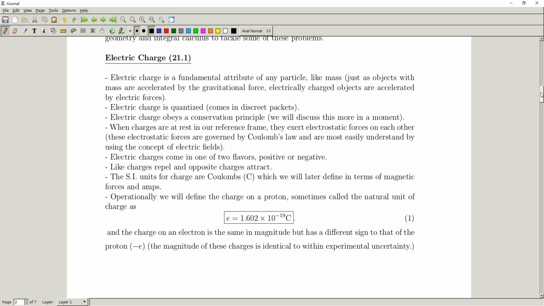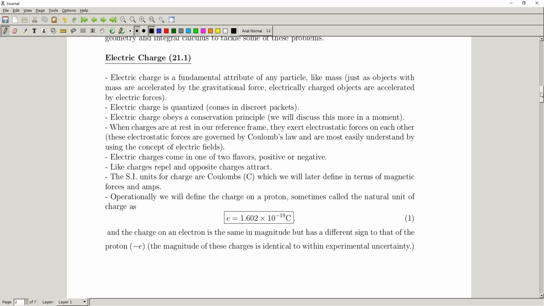Okay, so the first thing to keep in mind is that electric charge is a fundamental attribute of any particle. It's just like mass in a sense, right? Every particle has some mass. Every particle will have charge. Either it'll be positively charged, negatively charged, or it'll have a net neutral charge, right? And so this is something we want to keep in mind. This is just a fundamental attribute of any particle that we're dealing with, okay?